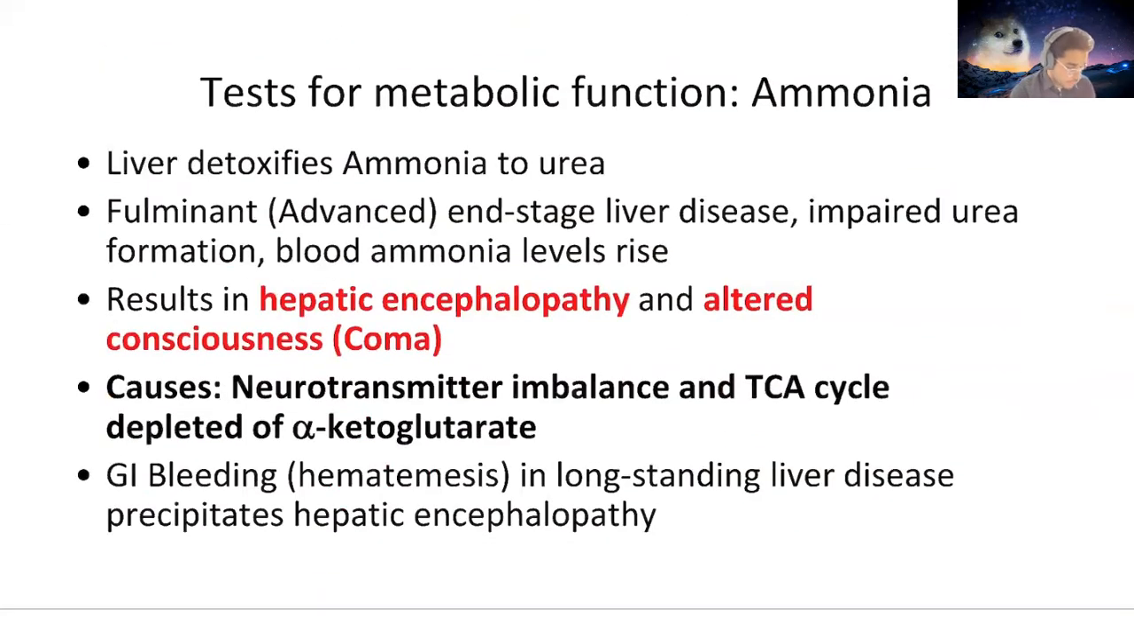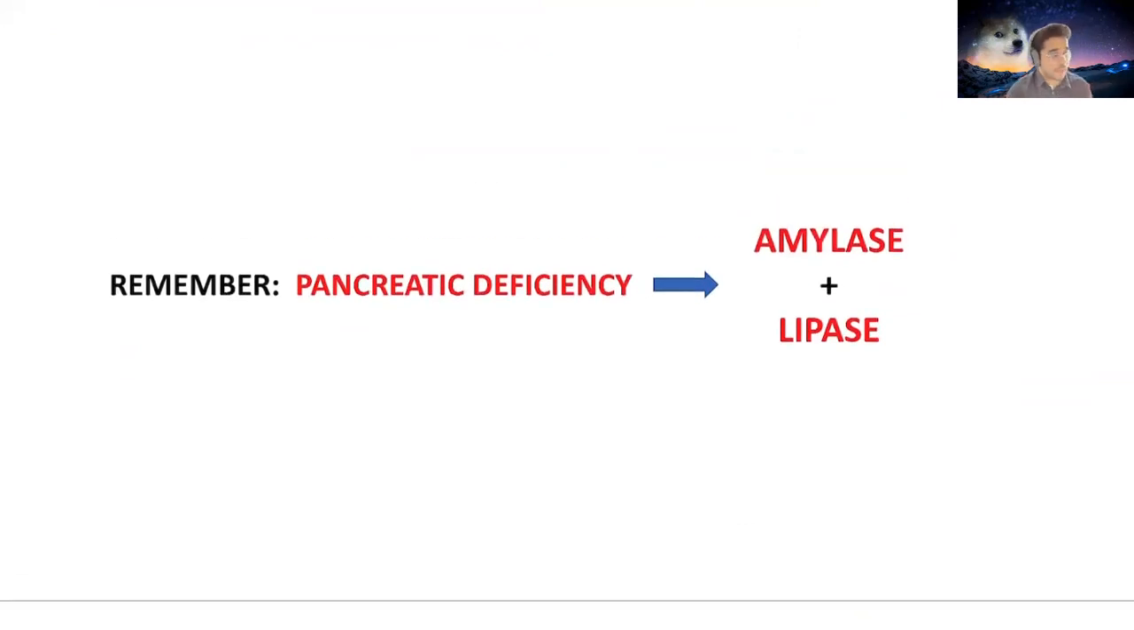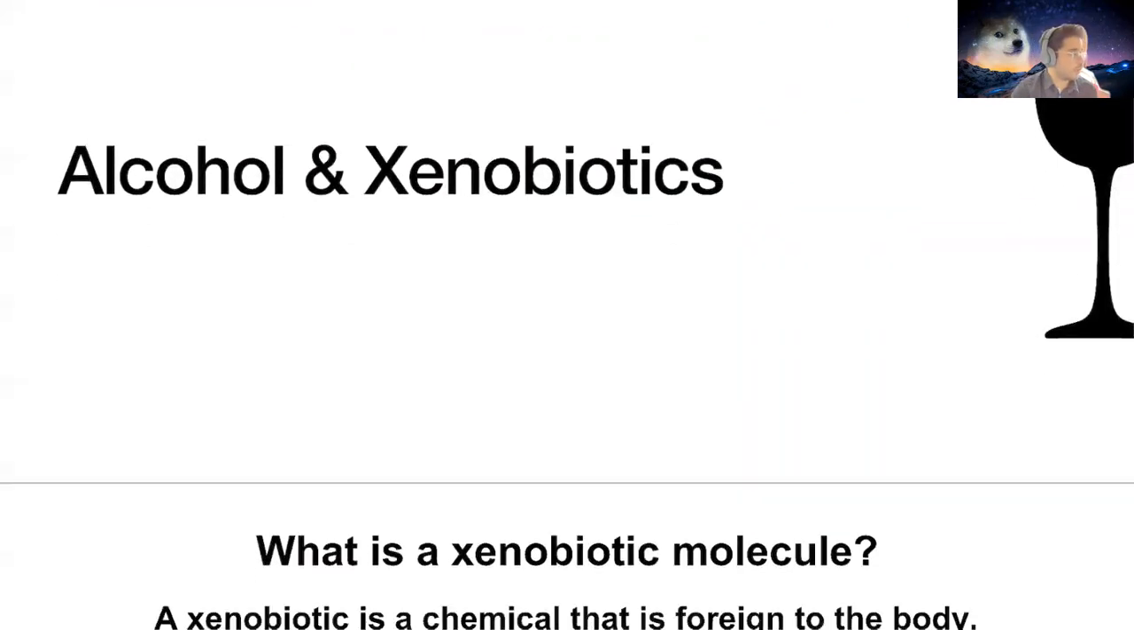Ammonia, okay, I told you guys to know the whole urea cycle very well. What you need to know is hepatic encephalopathy, altered consciousness, it can lead to coma, right? Because nitrogen can be converted into bad neurotransmitters that can suppress the central nervous system. Any sort of pancreatic level issues are going to present with elevated serum amylase and lipase. Know that very well, okay?